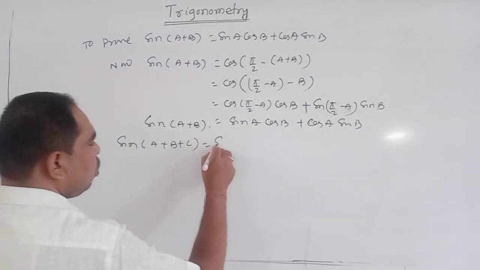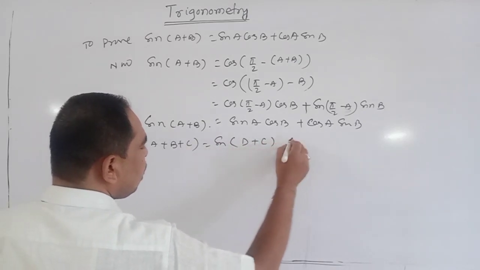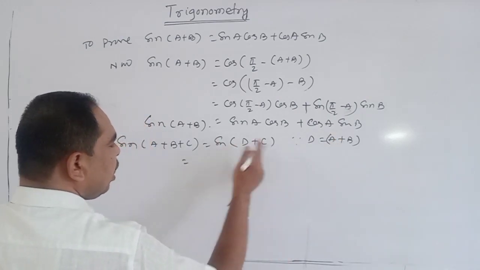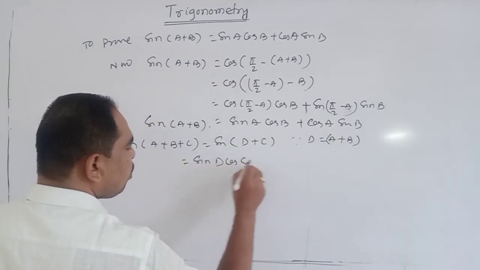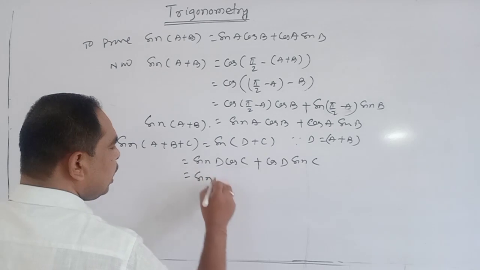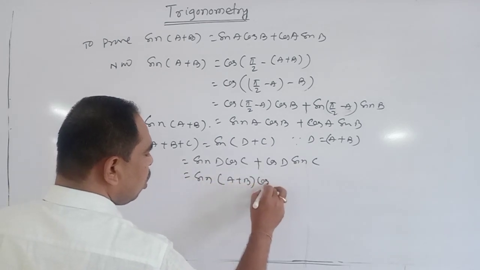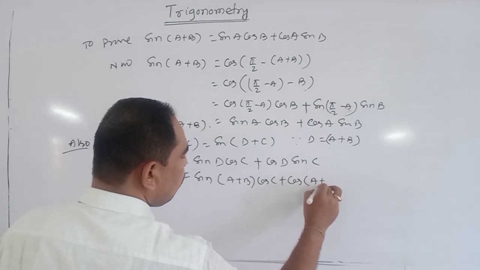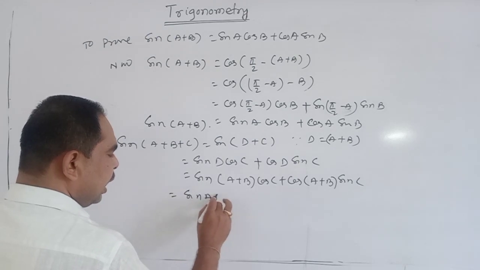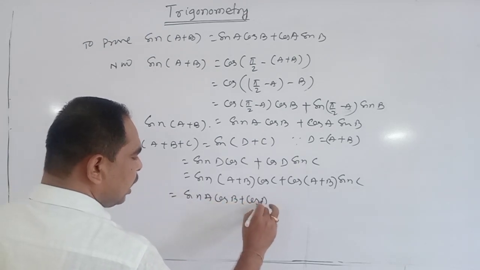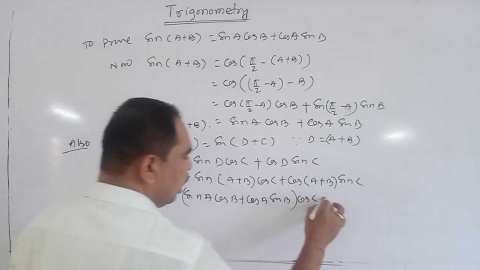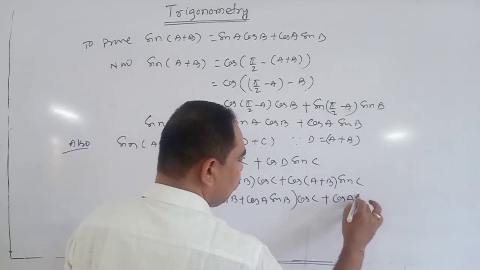Also sin of A plus B plus C. Sin of A plus B plus C is equal to sin of D plus C, where D is equal to A plus B. So this is equal to sin D into cos C plus cos D into sin C. So sin of D, meaning A plus B, into cos C plus cos of D, meaning A plus B, into sin C, is equal to (sin A into cos B plus cos A into sin B) whole into cos C, plus cos of A plus B, that is cos A into cos B.